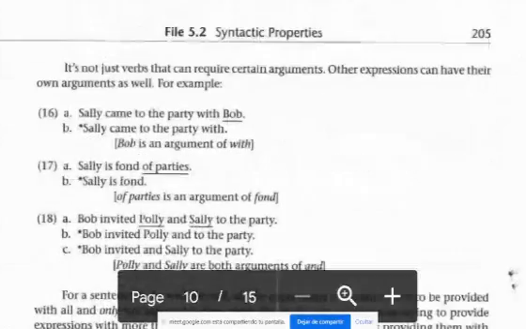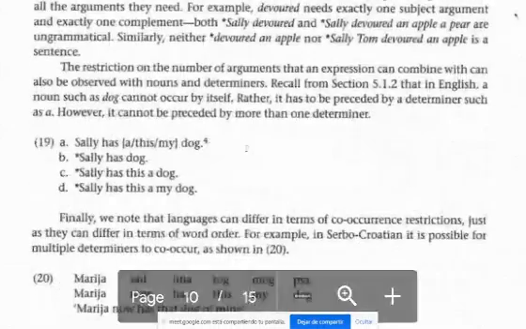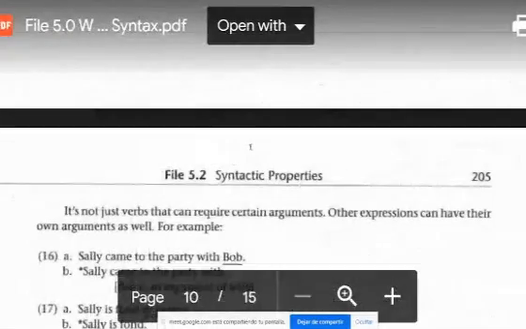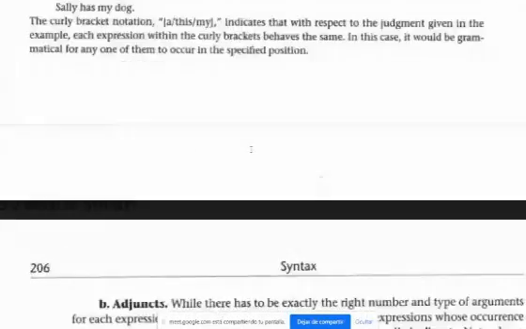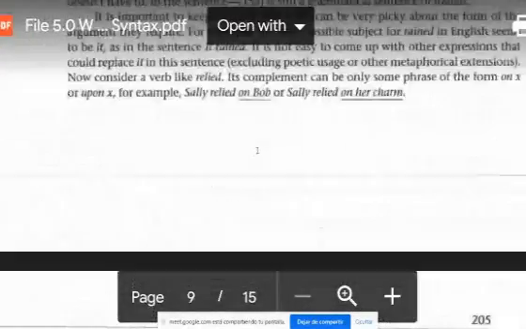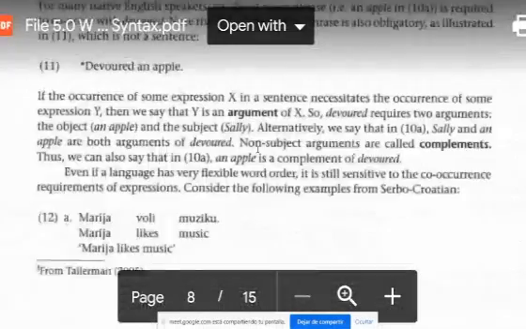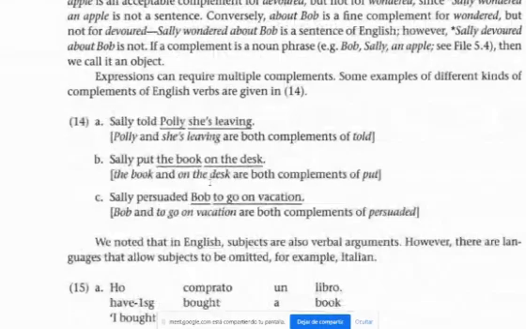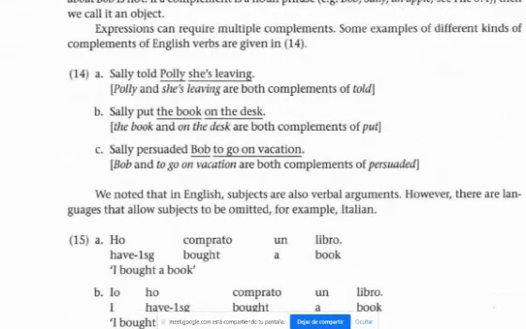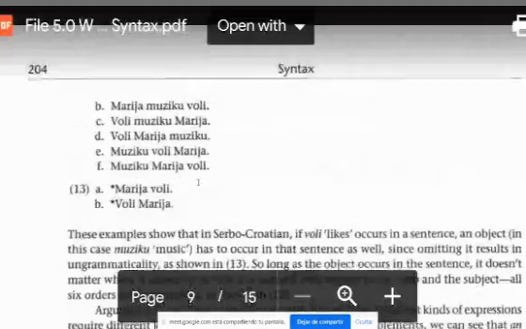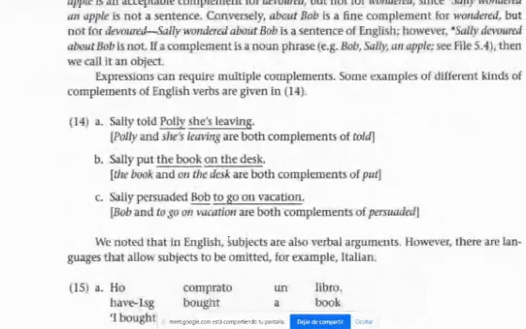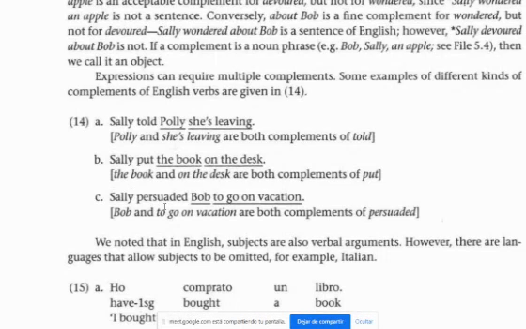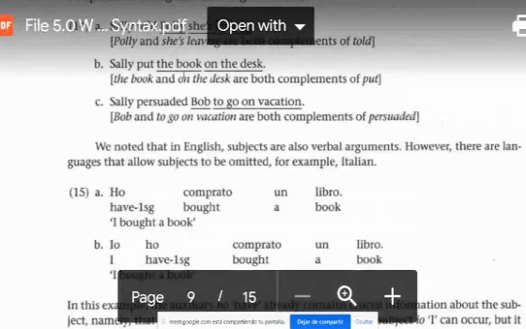So they need another argument. In this example, we are going to expand using English examples because this book has examples of other languages. Let me see co-occurrence here. Sally put the book. Theta grid, theta role. The theta grid and theta role, we are going to talk about this more in detail in chapter number 2, next Saturday.